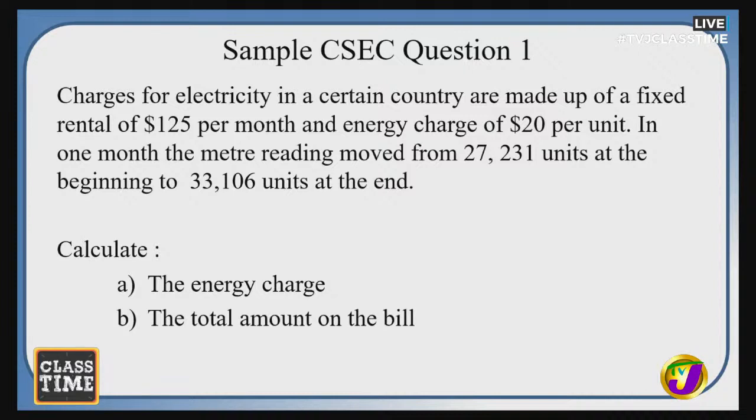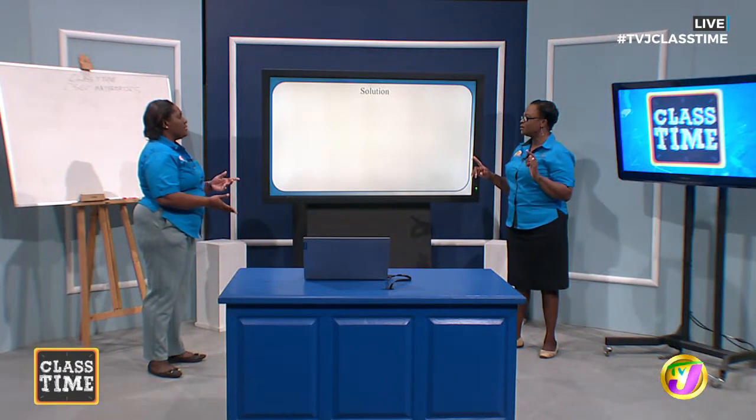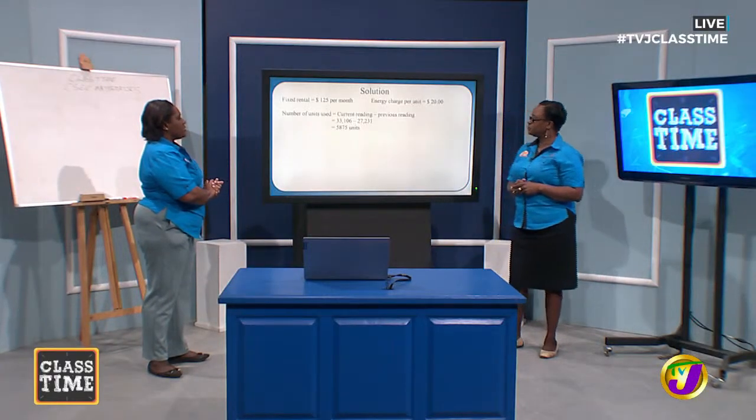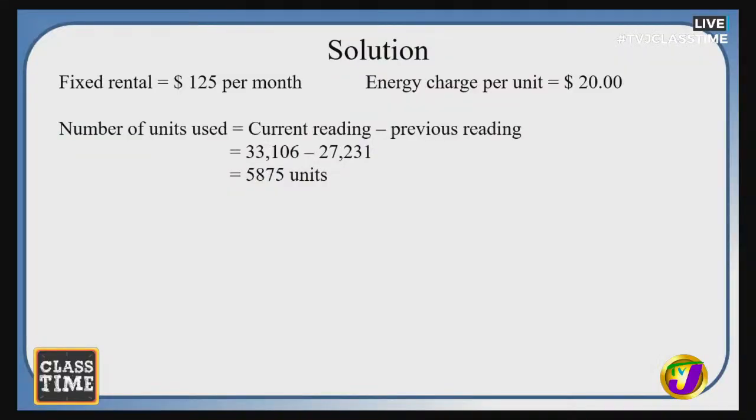So here we have the information. Now our solution set. Remember that we spoke about the current reading and the previous reading, and we are seeing that this is coming into play with this question. So we need to find out the usage for the month. We also have to take into consideration the fixed rental, that's a given, and the charge per unit. We are asked the number of units used. The current reading is 33,109 and the previous reading is 27,231.